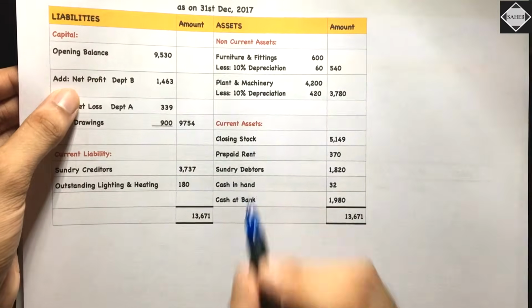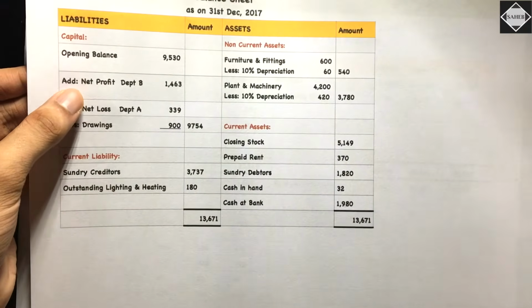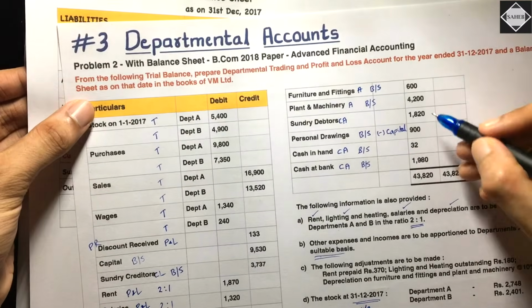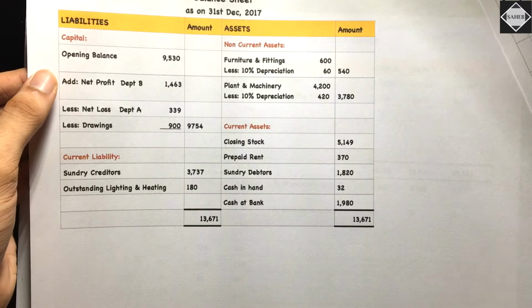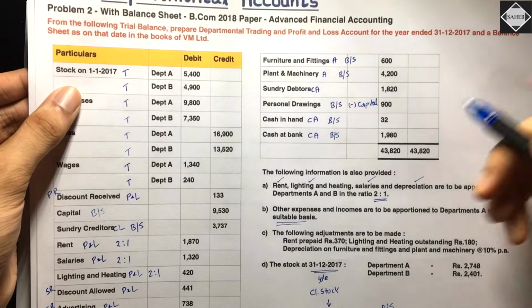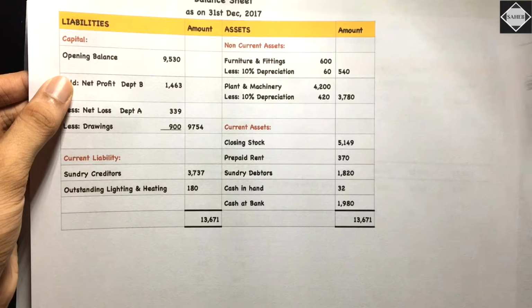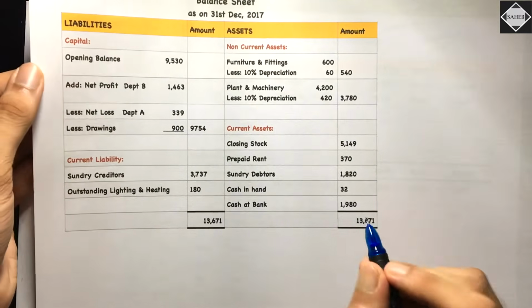Okay. Then you have sundry debtors. Was there any change in sundry debtors? Any adjustment? Nothing. So directly we'll take 1820. Here also 1820. Cash in hand and cash at bank also there has been no change. The same, whatever that was given, current asset 321980. Is it clear? 321980. What about the capital?